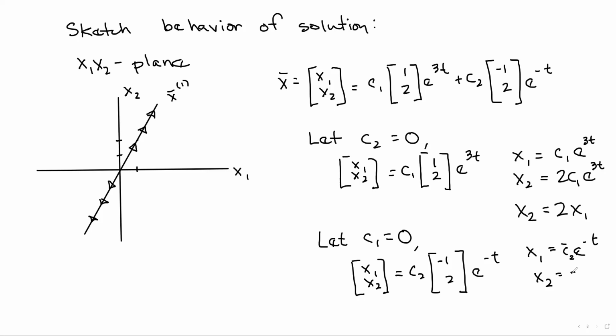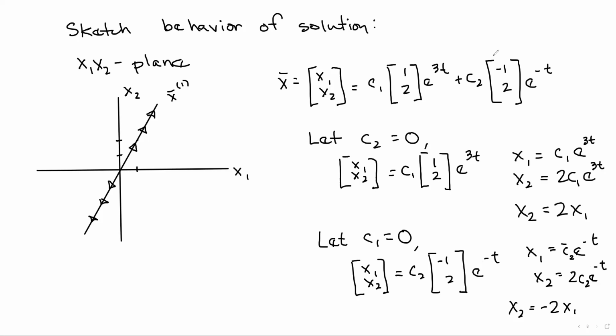And then 2c2 e to the negative t, right? We got c2 and 2 and e to the negative t, they're all there. All right, and so now to get these two the same, you'd have to multiply the top equation by negative 2. So we're gonna have x2 equals negative 2x1, right? That would make it so that these two are the same, right? If you multiply negative 2 times negative c2, you'll get positive 2c2.